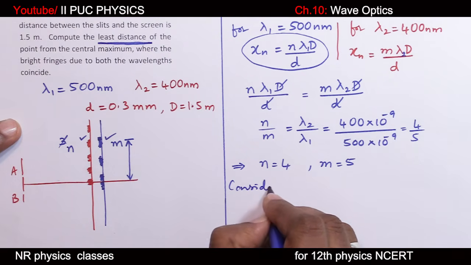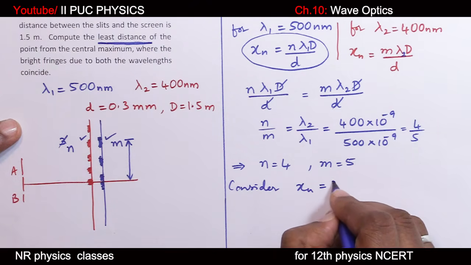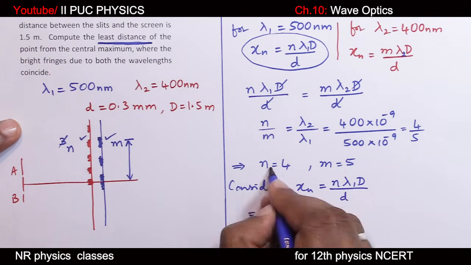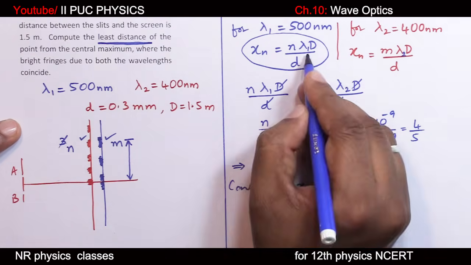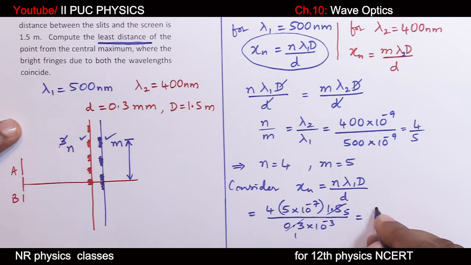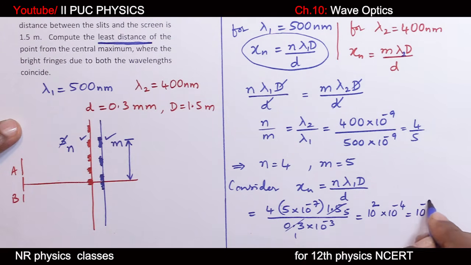Consider Xn equal to n lambda 1 capital D by small d. N is 4. Lambda 1 is 500 nano, 5 10 power minus 7. I have shifted the number of zeros, please take care. Capital D is 1.5, small d is 0.3 milli, 10 power minus 3. This 1, this 5 times 5 is 25, into 4 is 100. 10 power 2 minus 7 minus 3 is minus 4. 10 power minus 4 equal to 10 power minus 2 meter.